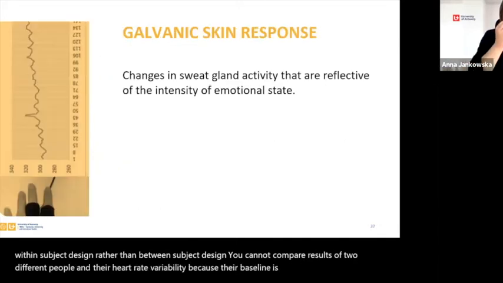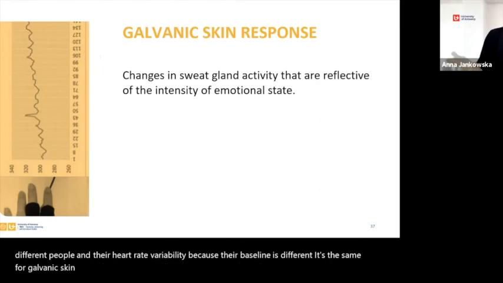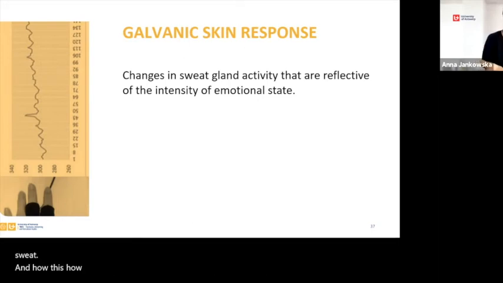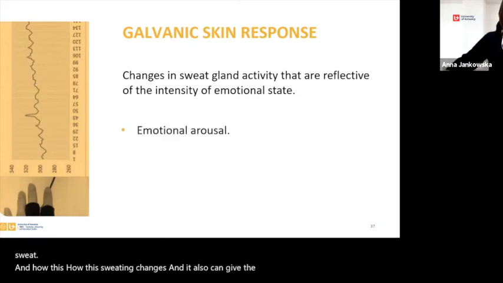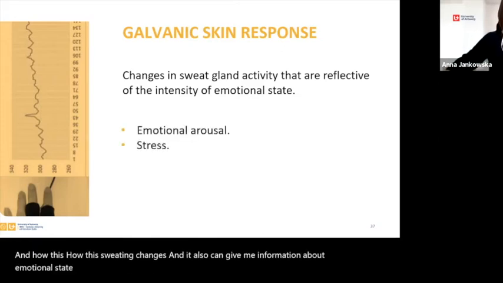It's the same for galvanic skin response. This is basically a lie detector. It monitors how your hands sweat and how this sweating changes. And it also can give you information about emotional state, emotional arousal, about stress. And similarly to heart rate, it's very individual.